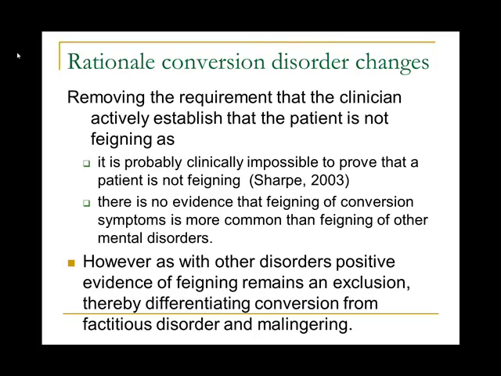There have been some major changes to conversion disorder from the earlier understandings in earlier versions of the DSM. There has been a removal of the requirement that the clinician actively establishes that the patient is not feigning, that is not consciously putting it on, because it's usually very hard to actually determine that, and there's no evidence that feigning is more common than feigning of other mental health disorders. However, as with other disorders, positive evidence of feigning remains an exclusion, and this is what differentiates conversion disorder and factitious disorder and malingering.